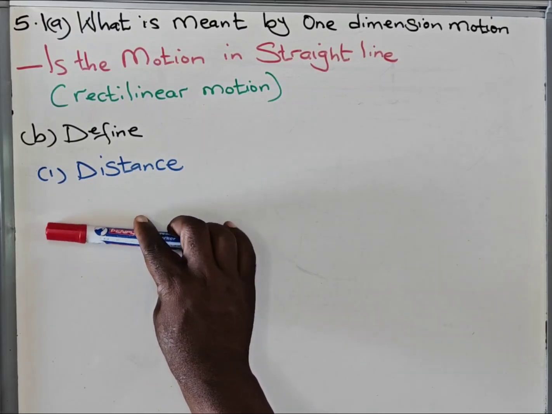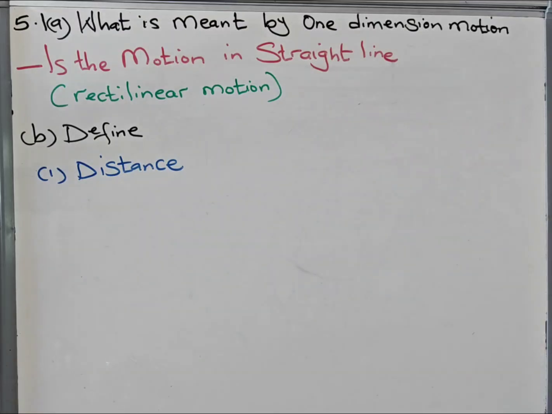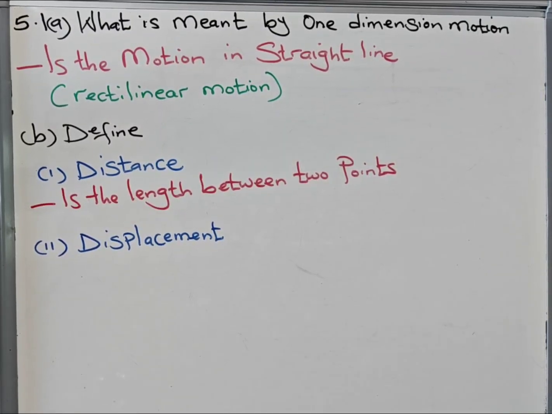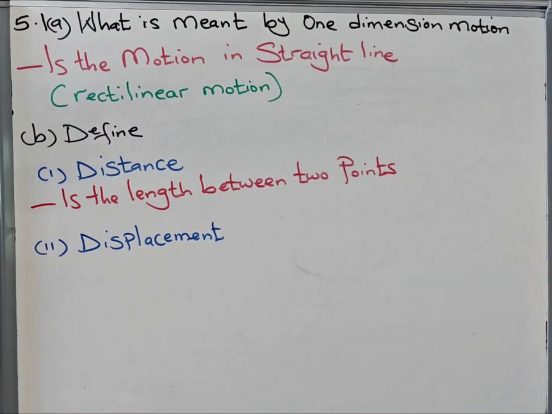Then we come to this question. It says, define distance. Distance is the length between 2 points, and it's a scalar quantity. Then comes another question. It says, define displacement. Displacement is the distance moved in a particular direction.